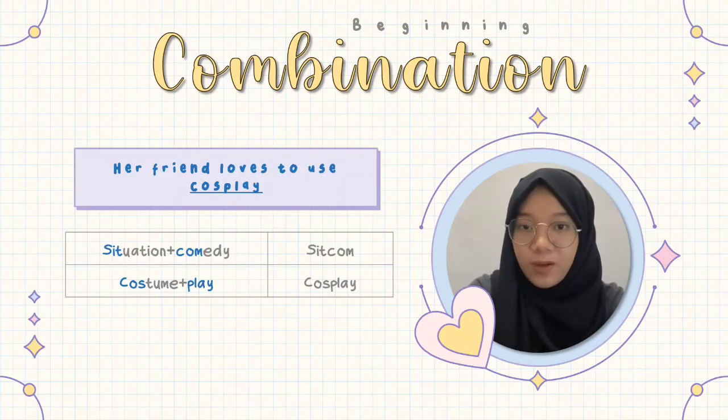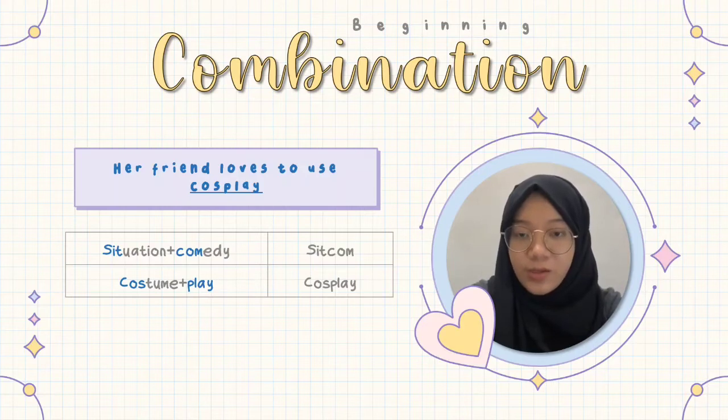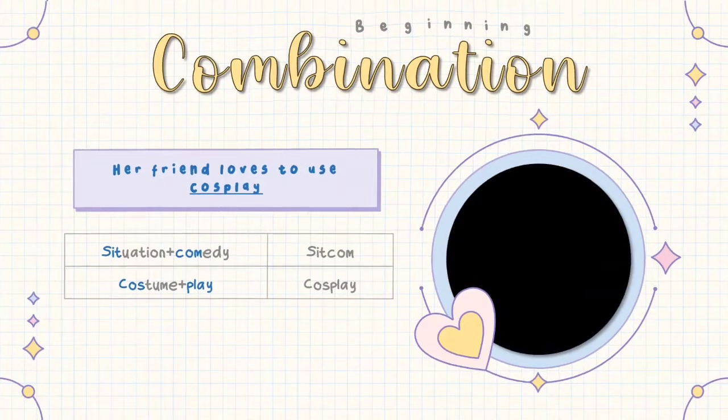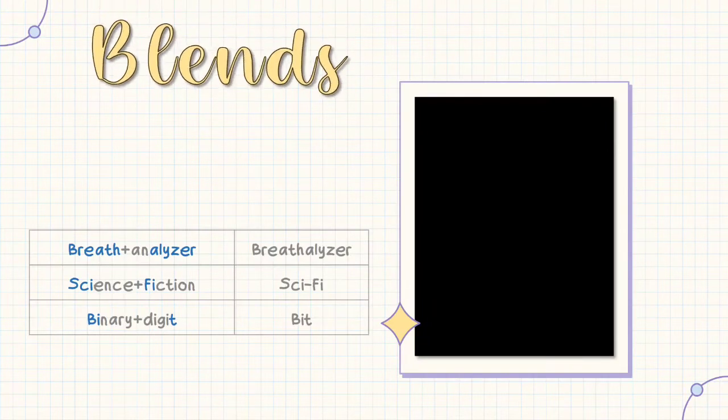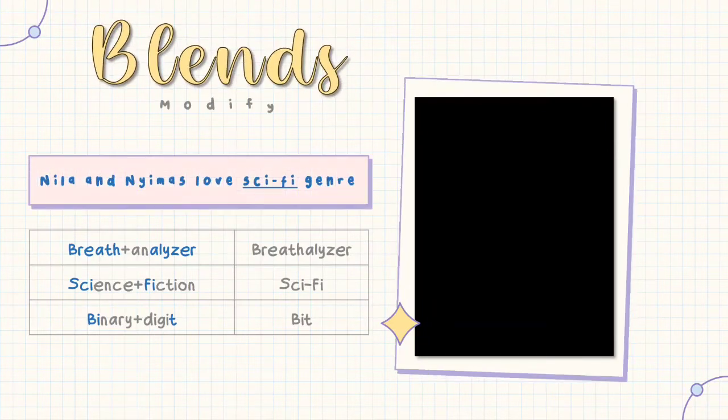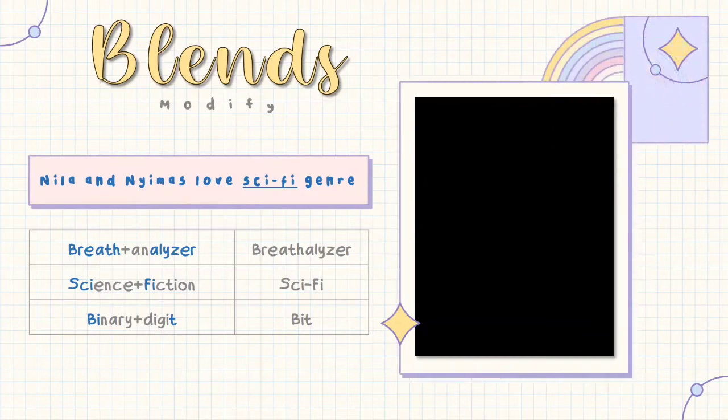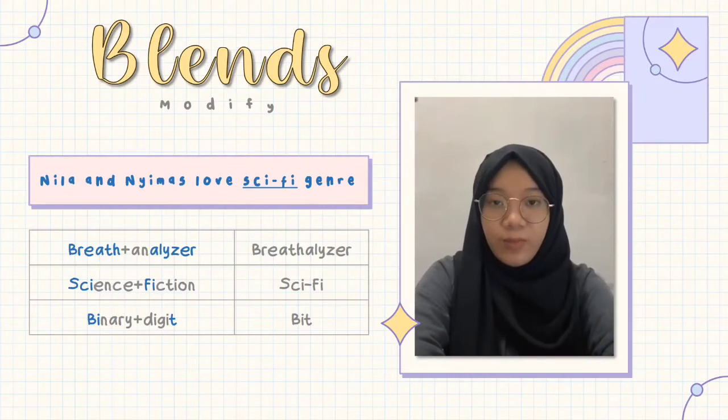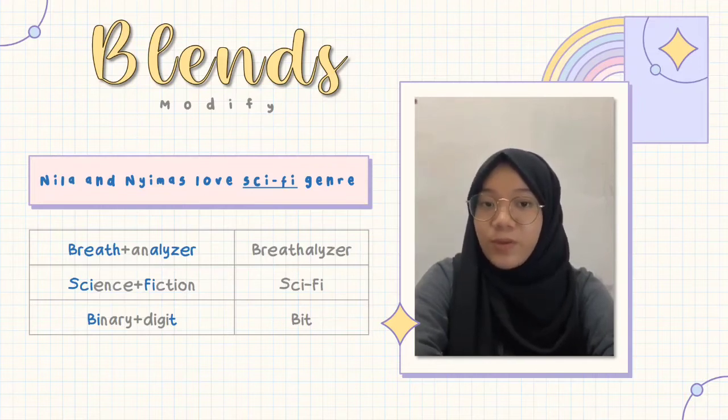Next, we have the example of beginning combination. Situation plus comedy can be sitcom. Costume plus play can be cosplay. The example of the sentences: her friend loves to do cosplay. Next is the example of blend modified. First is bread plus analyzer can be breathalyzer. Second is science plus fiction can be sci-fi. Binary plus digit can be bit. For the example of the sentences: Nila and Nyimas love the sci-fi genre.